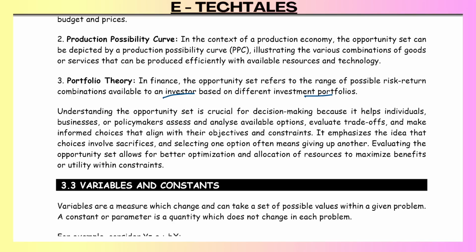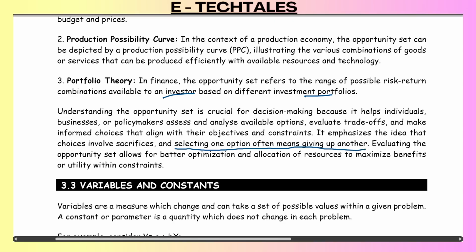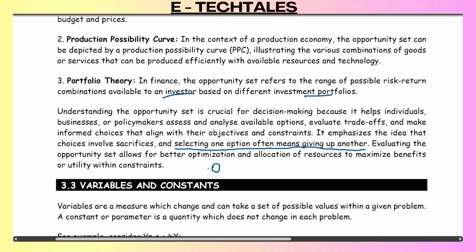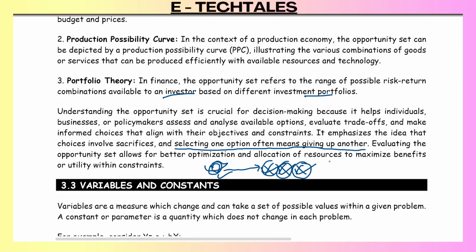It also emphasizes that choices involve sacrifices, and selecting any one option often means giving up another. This is the most important line here. Selecting one option often means giving up another. So opportunity cost is something like you select a particular item, and for that you need to deselect, ignore or reject certain other methods. Out of them, any one method can be the best possible alternative to this one. So that becomes the opportunity set.